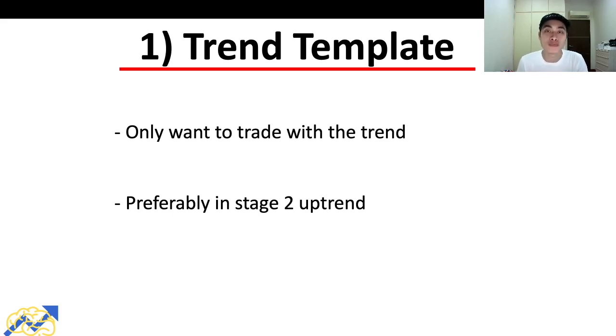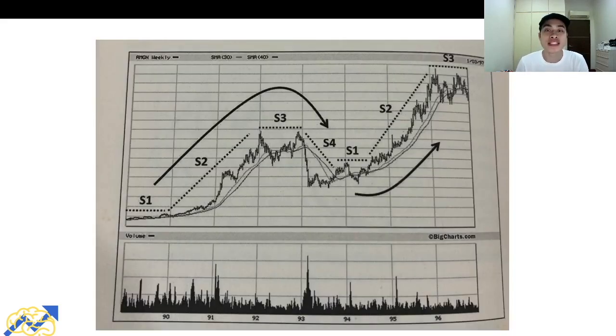What is a stage 2 uptrend? Let's take a look. Mark Minervini points out that there are 4 stages in the stock market cycle. We have accumulation in stage 1, uptrend in stage 2, distribution in stage 3, and downtrend in stage 4. Those are the 4 stages in the stock market cycle. Mark Minervini mentioned that preferably we only want to enter a long position in a stage 2 uptrend. The next question is then, how do we determine a stage 2 uptrend?